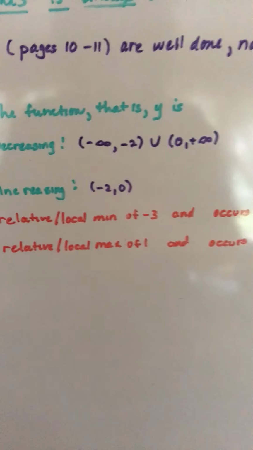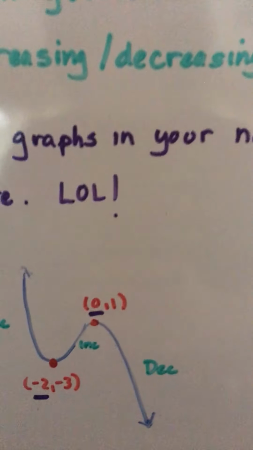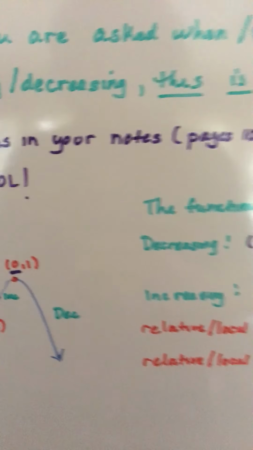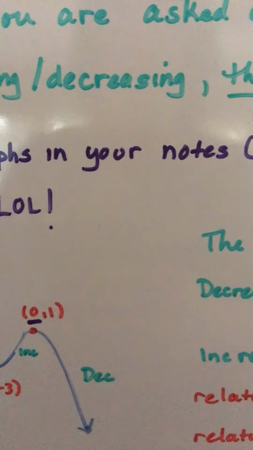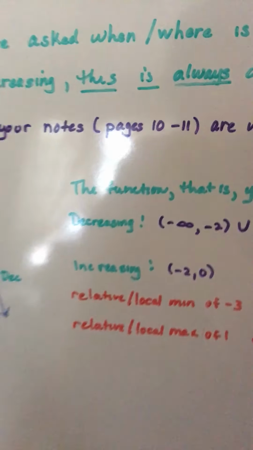I have a relative or local max of 1. That's the y value. When does this happen? At 0. So it happens at an x. It is the y. So let's look at example 2.